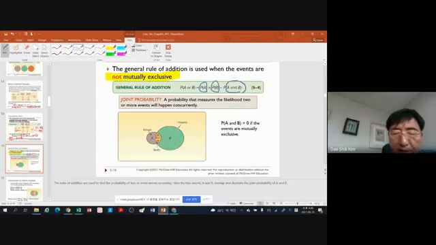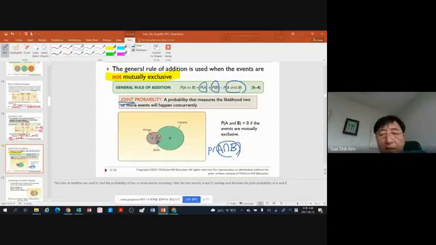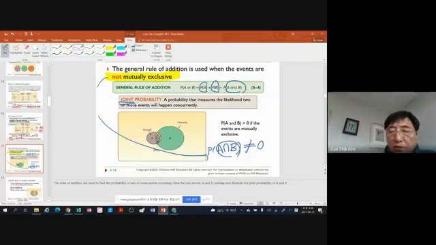So it means this part is added twice. You need to subtract P(A and B). Event A and event B happening together at the same time is joint probability. Joint probability measures the likelihood that two or more events will happen concurrently. So it is not equal to 0 if they are not mutually exclusive. In that case, you need to subtract.